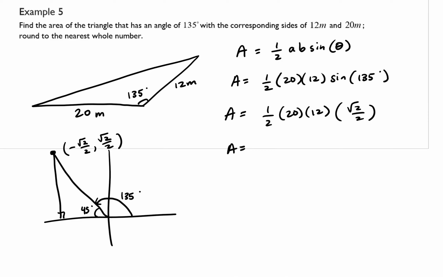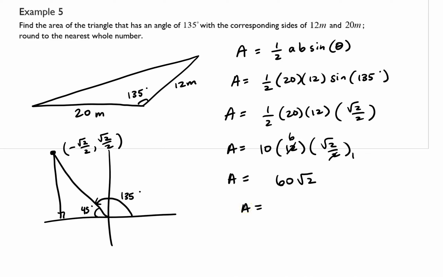And let's see, so 1/2 times 20 is 10, times 12 times the square root of 2 over 2. I can multiply or divide both of those, so that would simplify to 6 over 1. So that's going to be 60 times the square root of 2. Now, I think that's a lot easier to throw into my calculator.